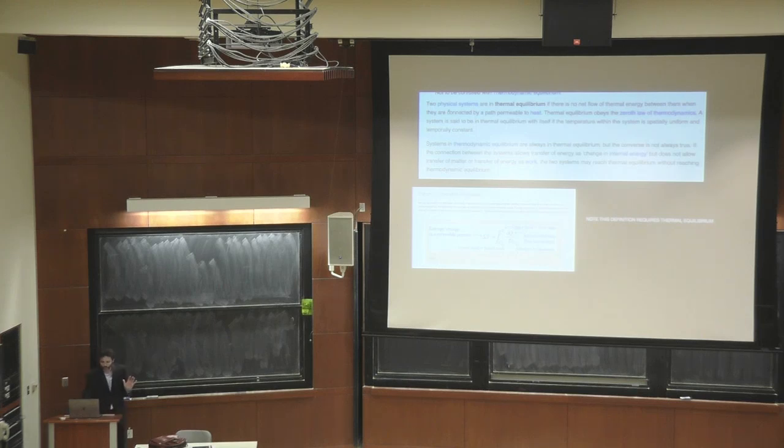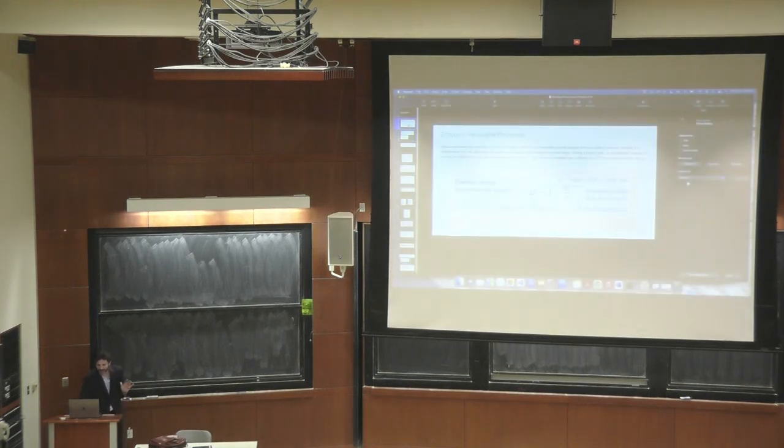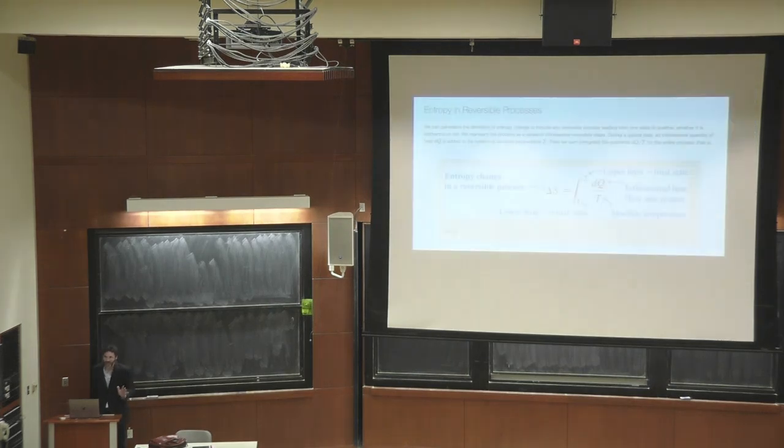So we have this equation, and we can generalize the definition of entropy change to include any reversible process leading from one state to another, whether it is isothermal or not. We represent the process as a series of infinitesimal reversible steps. During a typical step, an infinitesimal quantity of heat dq is added to the system at absolute temperature T. Then we sum and integrate the quotients dq over T. So this is an infinitesimal change for the entire process.